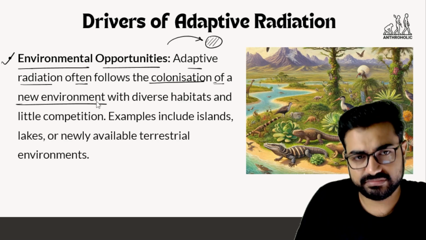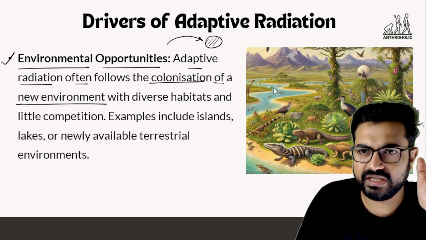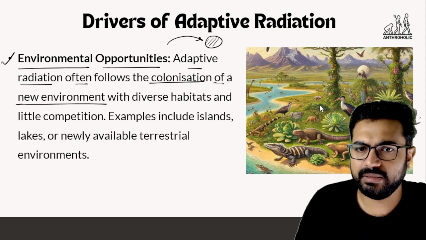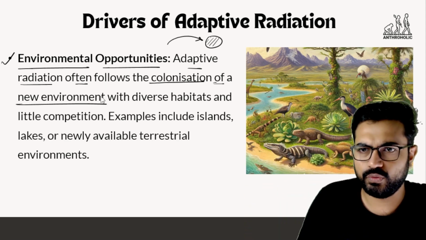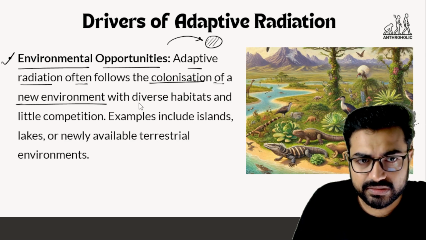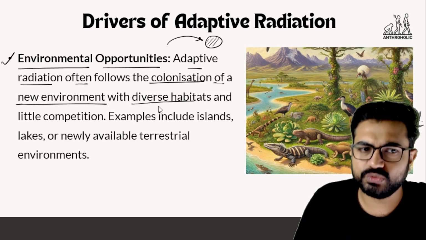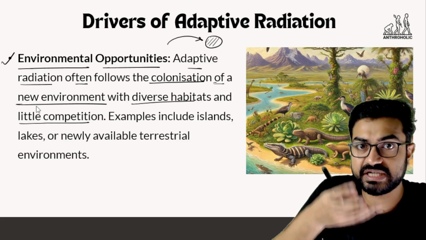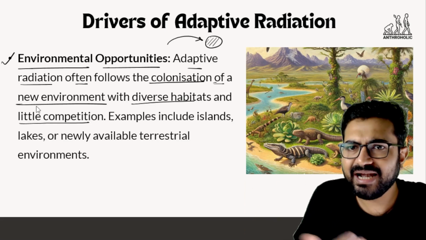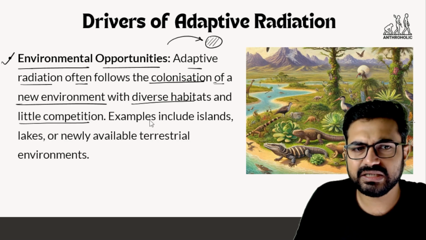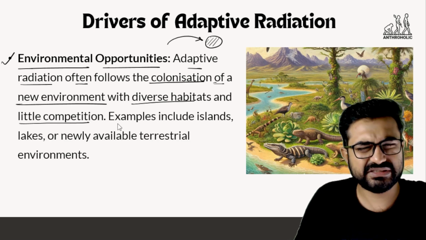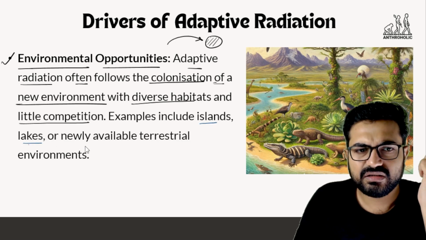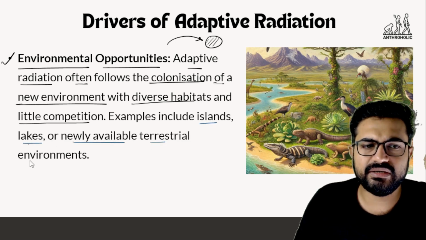Now, they move to a new environment. Let's say many different species moved to this particular environment. Different birds did, and all these birds evolved to have different features. They had diverse habitats, new challenges, and let's say if they moved to a new environment that was not very much inhabited by other species, it had relatively less competition. It had little competition. And examples of such land masses include what? Islands, lakes, or some newly available terrestrial environments.